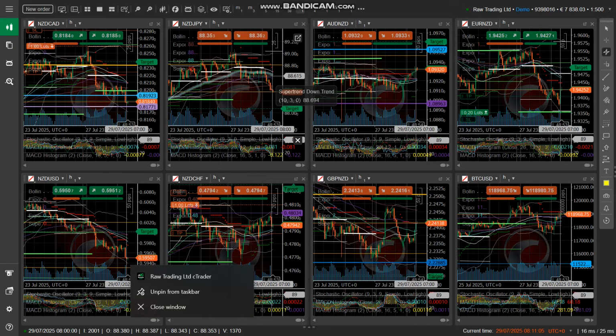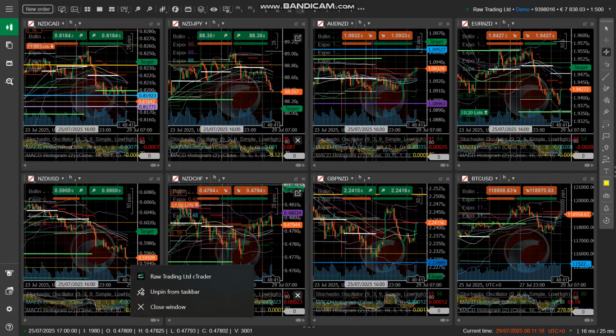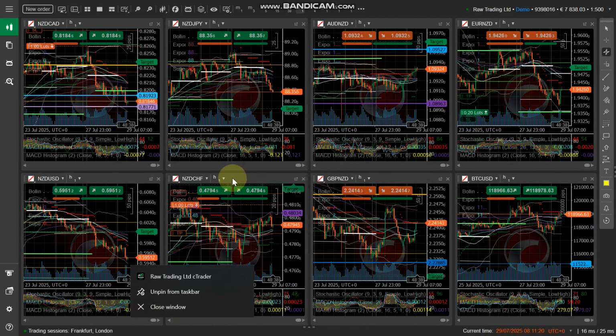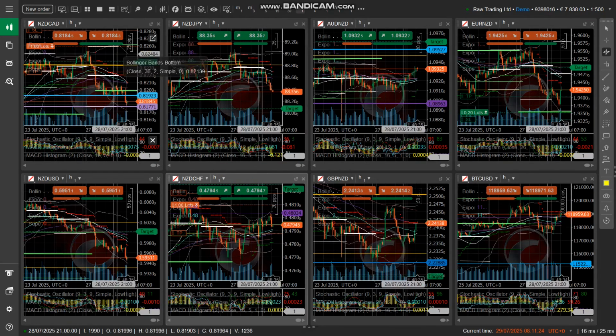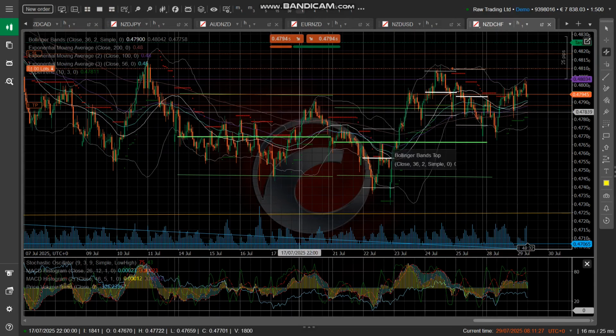New Zealand is weak at this London open market. New Zealand Swiss franc tends to be weak. This is the New Zealand Swiss franc. The Swiss franc starts to come back. Let's check on the New Zealand Swiss franc.